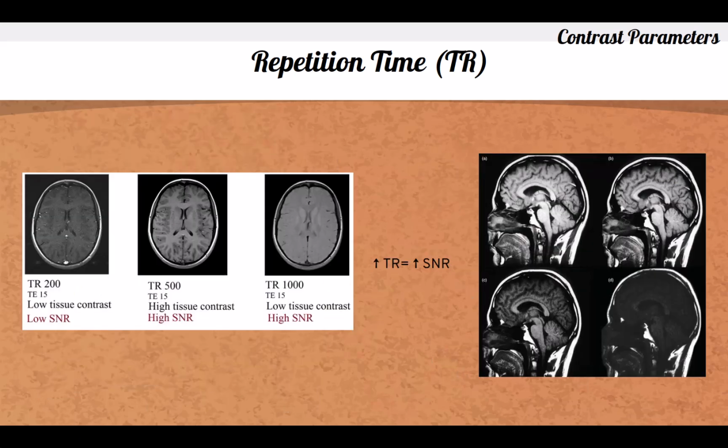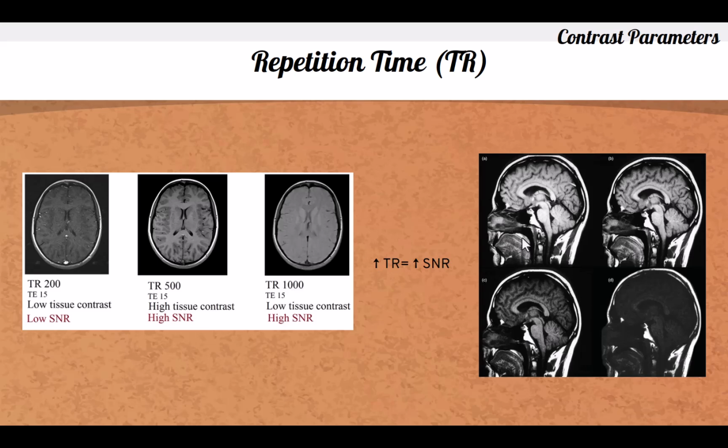Here are 2 images showing how, as you increase your TR, you're going to get an increase in signal. The image to the left shows you 3 axial brains with different TRs. On the left you have a TR of 200, and you can see that the image has low signal and some graininess. But as you increase your TR up to 500 or even to 1000, you can see all these tissues are starting to have a higher signal intensity.